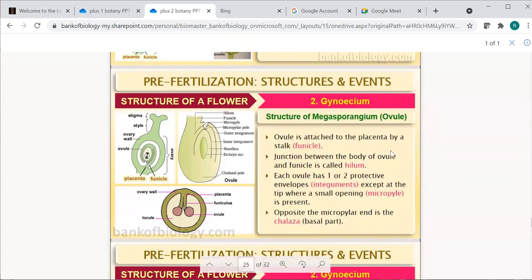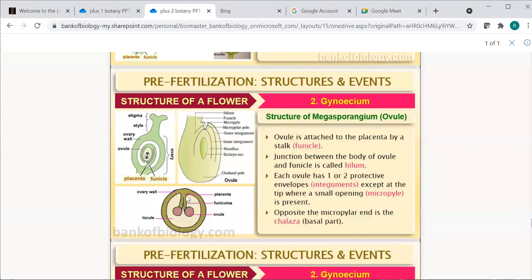Ovule is attached to the placenta via a stalk. So this is the ovule and this is the placenta. The ovule is not just sitting there; it is connected via something. There is some connection. That is called the funicle.